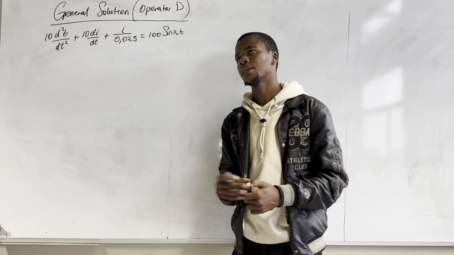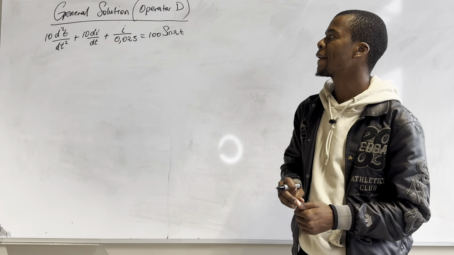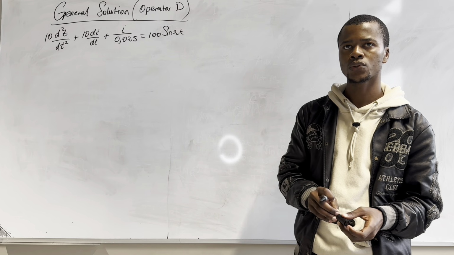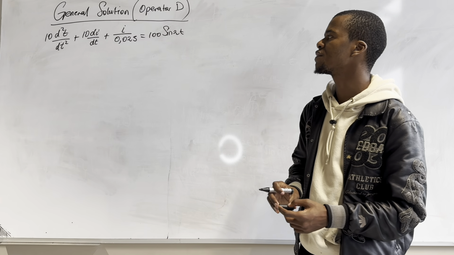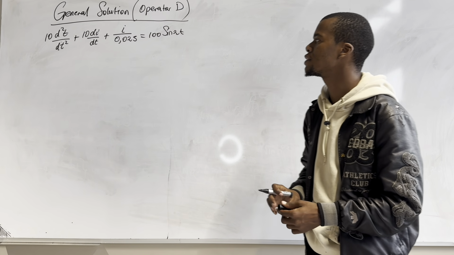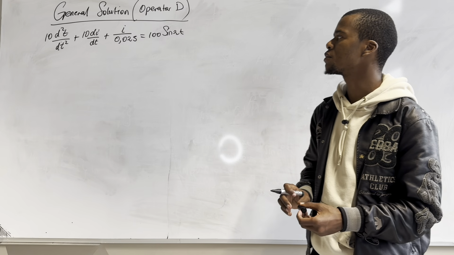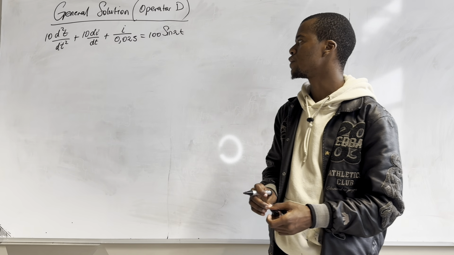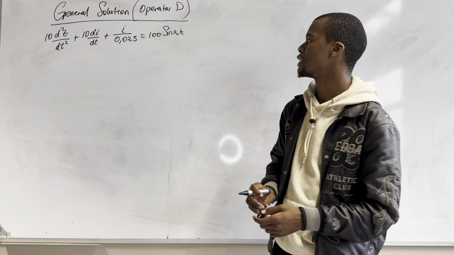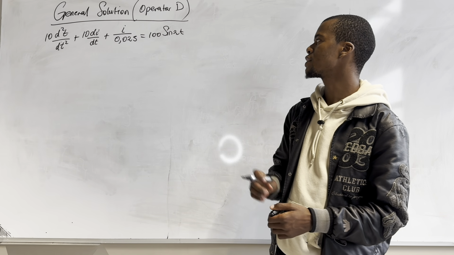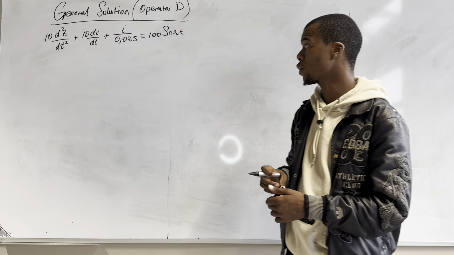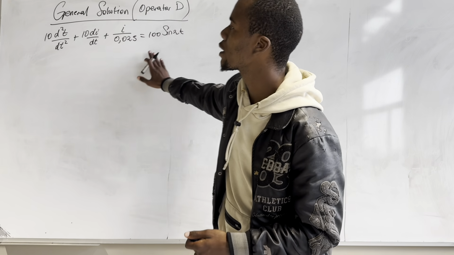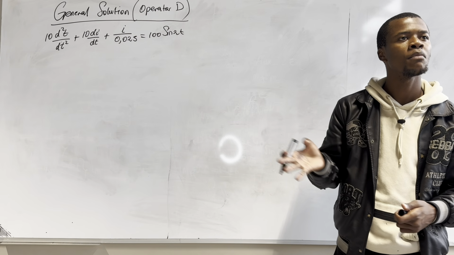Number 3. We're doing number 3. Okay, so we are now doing a general solution of operator D using the skills of operator D. So we're given 10 d squared i over dt squared, and then plus 10 di over dt, and then plus i over 0.025, and then it's equal to 100 sine t. Okay, so this is the general solution, which can be 15 marks, 18 marks, whatsoever.